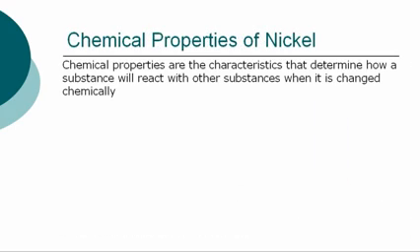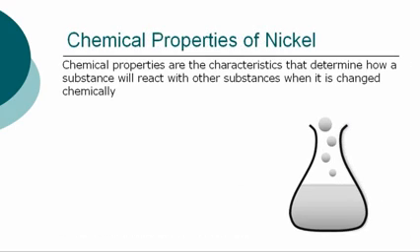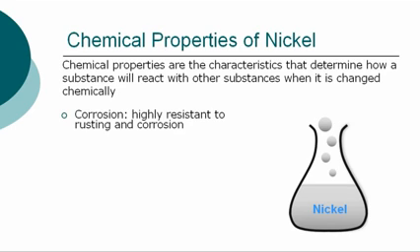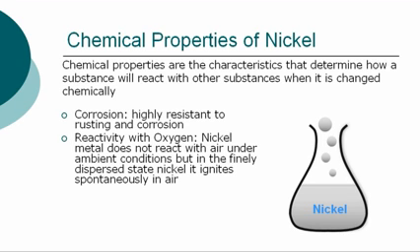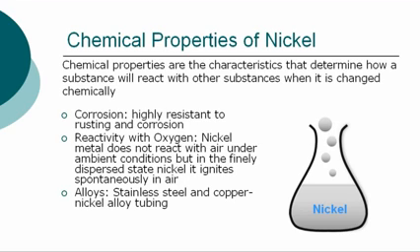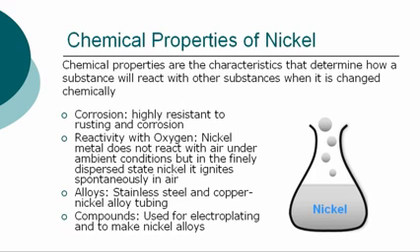The chemical properties are the characteristics that determine how nickel will react with other substances when it is changed chemically. The chemical properties of nickel are: it is highly resistant to rusting and corrosion. Reactivity with oxygen: nickel metal does not react with air under ambient conditions, but in the finely dispersed state, it ignites spontaneously in air. Common alloys are stainless steel and copper-nickel alloy tubing. Its compounds are used for electroplating and to make nickel alloys.